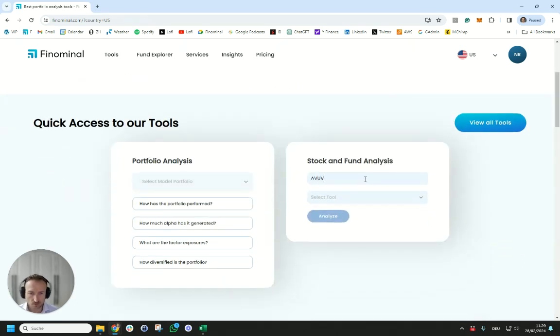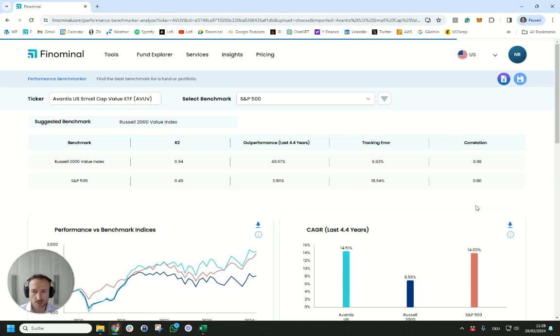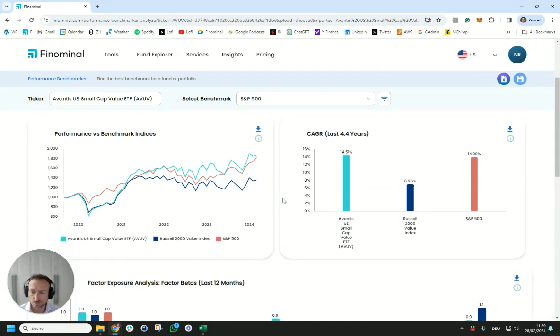So first, we're going to see what the right benchmark for AVUV is. Given that it seeks to provide exposure to small caps and value, you would expect something like the Russell 2000 Value Index. And indeed, our performance benchmarking tool suggests this is the most appropriate benchmark, based on having a much higher R-squared than the S&P 500. Notice the tracking error is lower than that of the S&P 500. And from a performance perspective, we can see that AVUV has nicely outperformed its benchmark since its inception.